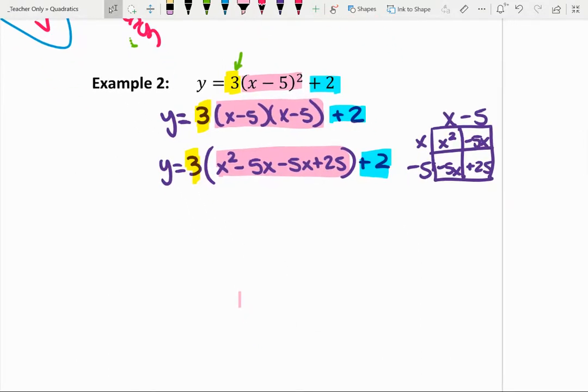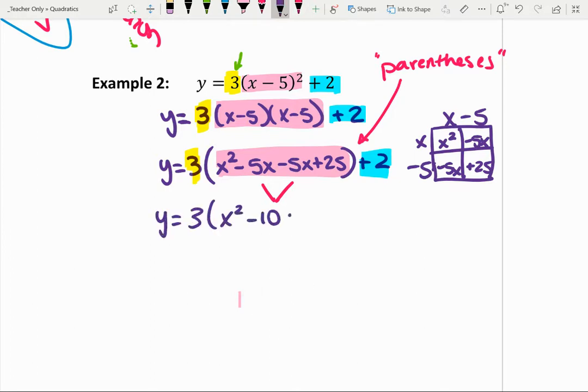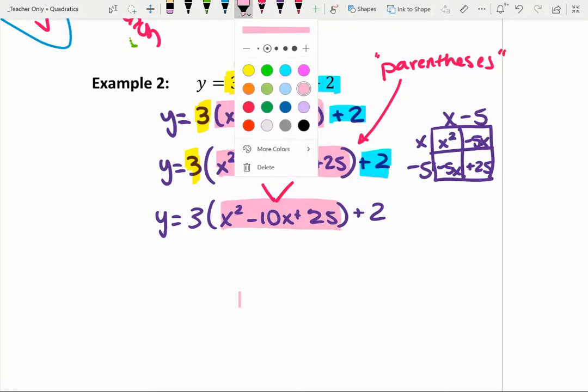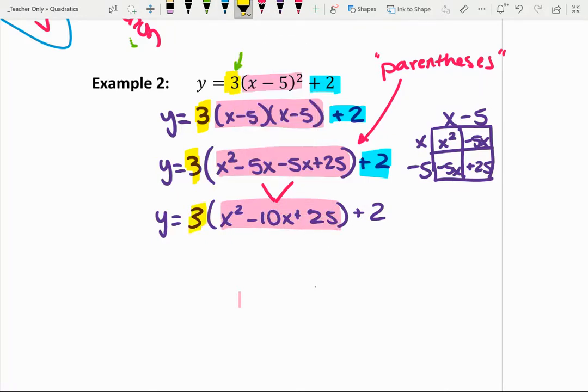Now, one more thing I'd like to do before we multiply that 3 is I would just like to simplify. We can think of this as the parentheses step. What's inside the parentheses, I have to simplify before I can multiply that 3. So there are some like terms in there, negative 5x and negative 5x combine. So we'll have x squared minus 10x plus 25 inside those parentheses. And now I'm just about ready to multiply through by that 3.